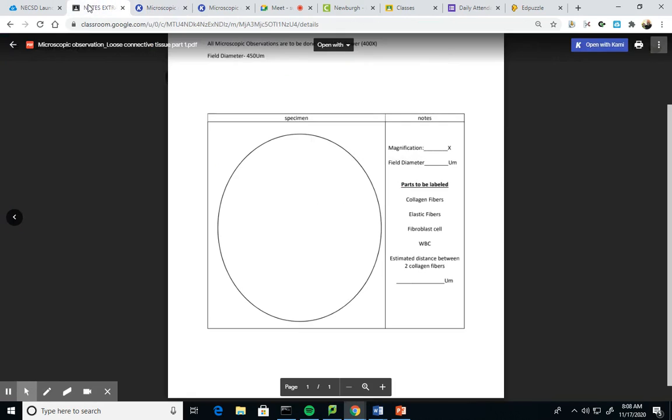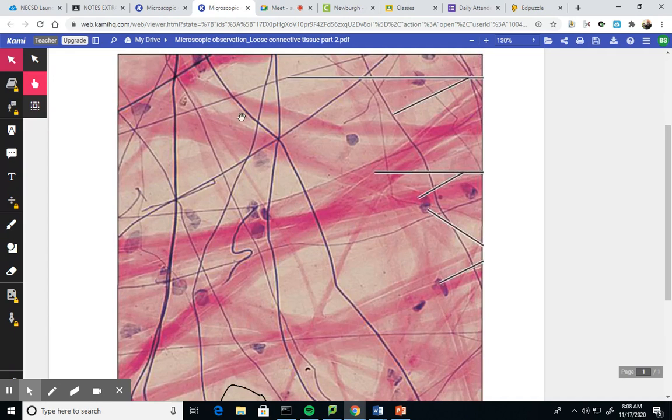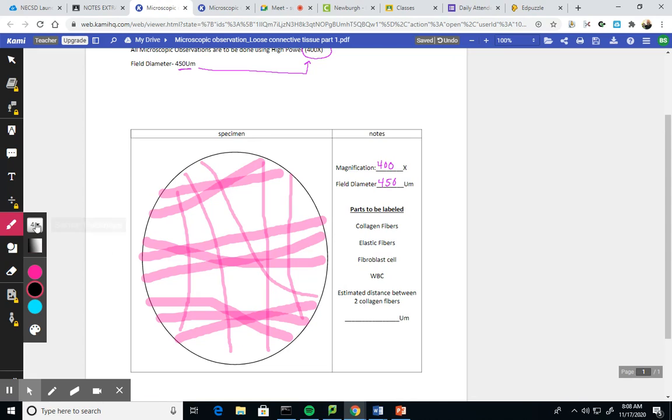And for my elastic fibers, I'm going to do maybe 1, 2, 3, 4, 5, 6 going across, and let's do going down 1, 2, 3, 4, 5, 6, 7, 8, something like that, right? But these are much thinner and they're black. 1, 2, 3, maybe a little thicker, 4.